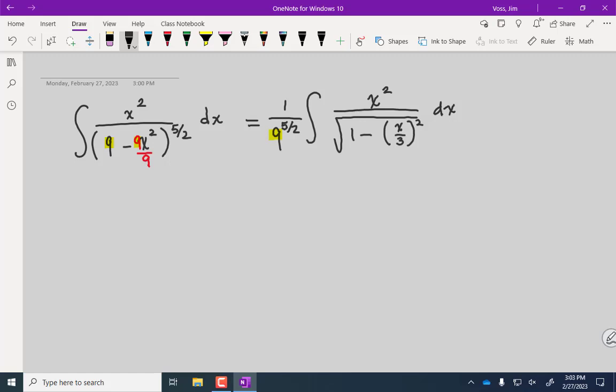And then we have to decide sine, secant, or tangent for the substitution. What do you think, sine, secant, or tangent? Sine? So 1 minus u squared is sine. U squared minus 1 is secant. So we're going to let x divided by 3 be sine.